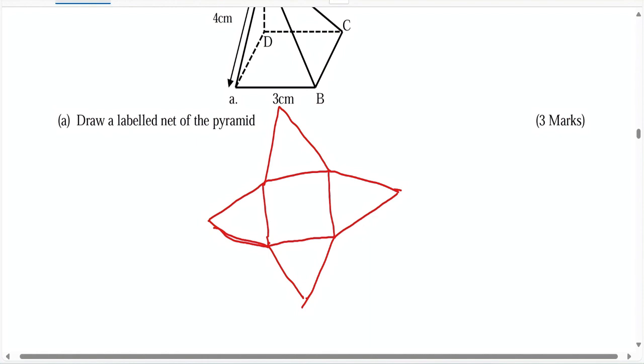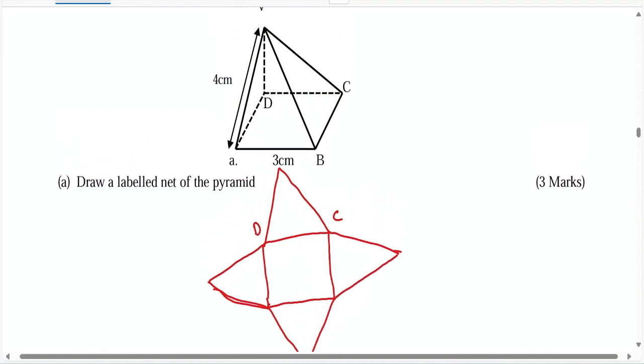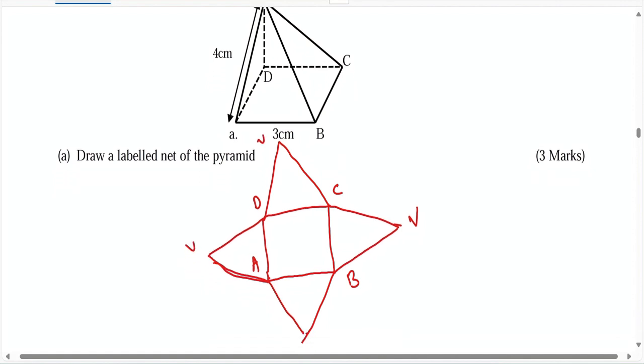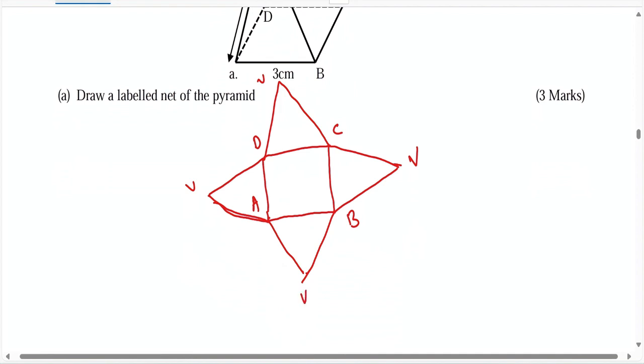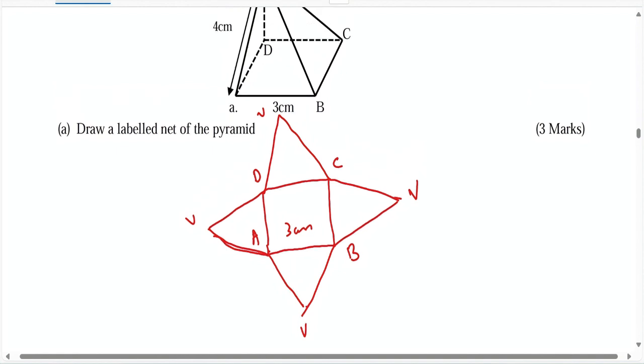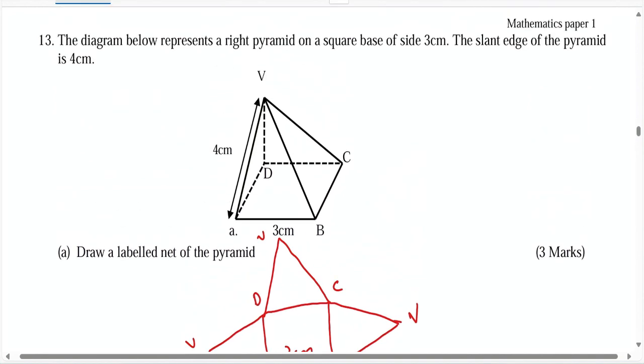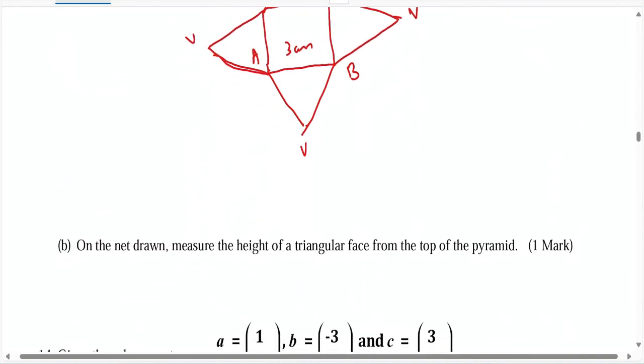So hapa let's assume this to be D, this to be C. Okay, so this one is V, this one is B, and this one is A. Basically is so that the apex will be V at the end of the day. So you label it carefully. 3 cm hizo obviously ni 3 cm pia kwa sababu umeambiwa square base. So that's just a net.